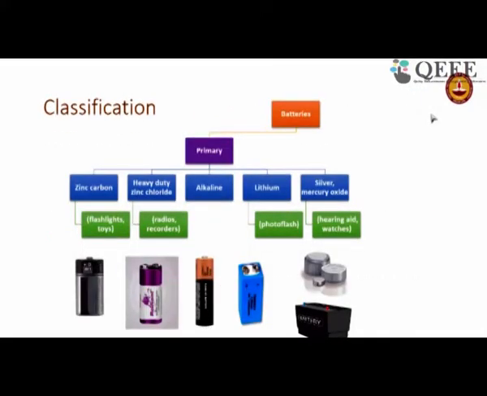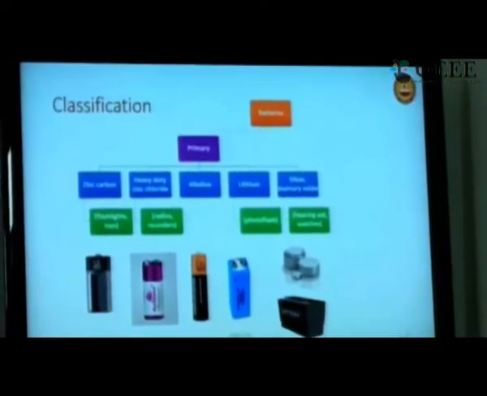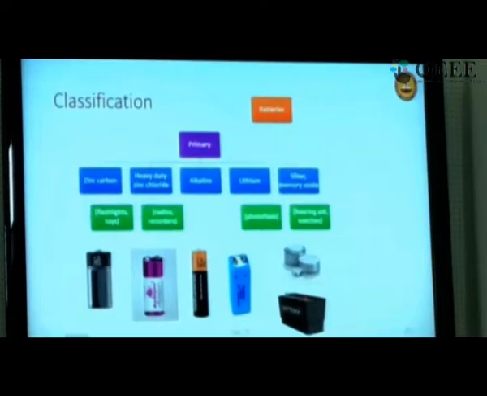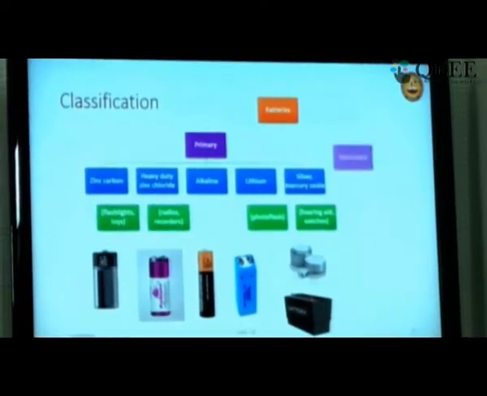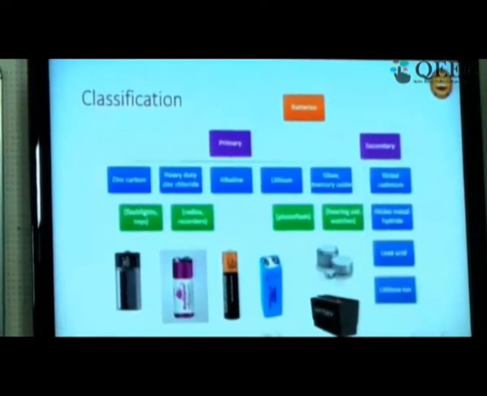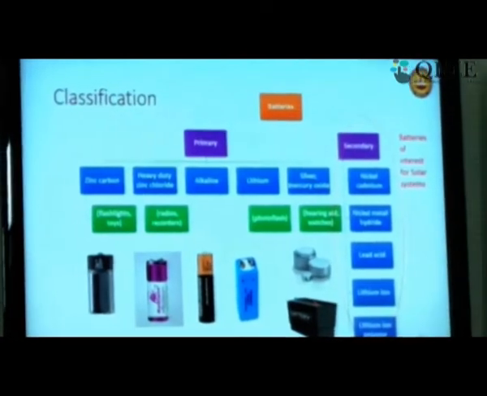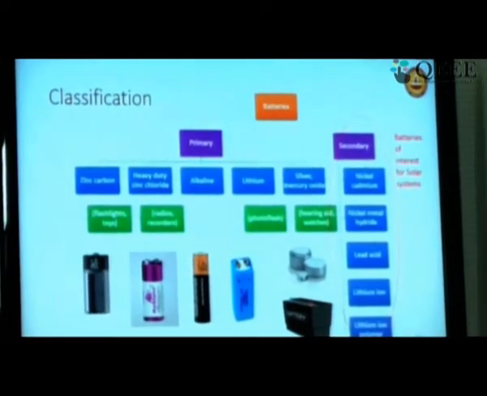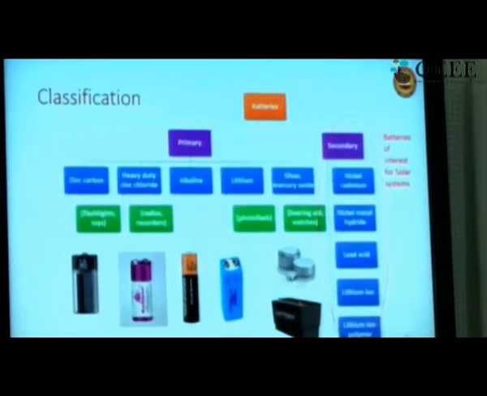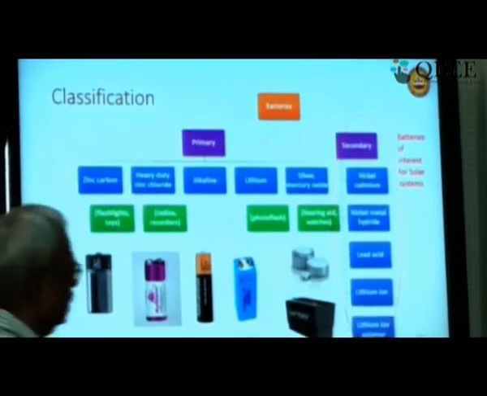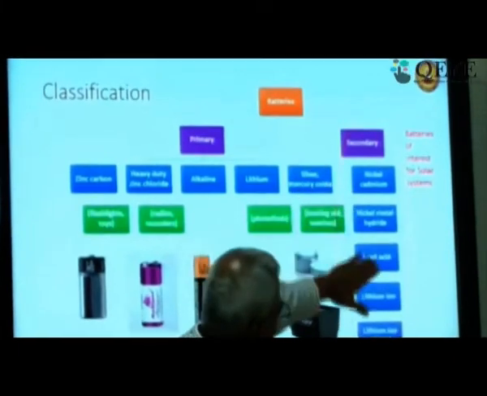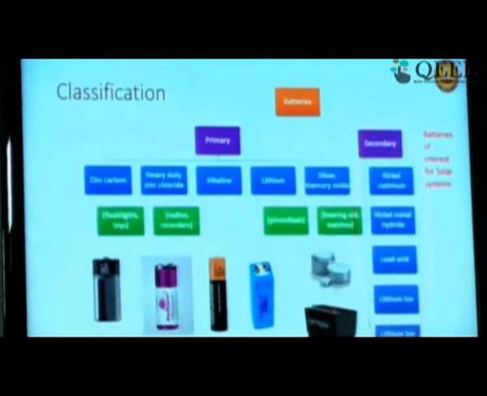These are the primary batteries: zinc carbon, heavy duty zinc chloride, alkaline, lithium, silver mercury oxide, used for toys, recorders, photo flash, watches. But these are the batteries that we are interested in. Secondary batteries: nickel cadmium, nickel metal hydride, lead acid, lithium ion polymer, and more. We are working more and more on this. Nickel cadmium etc. is used, but less.